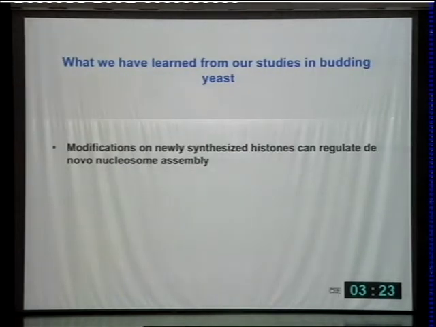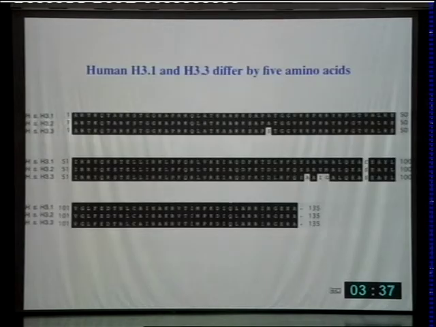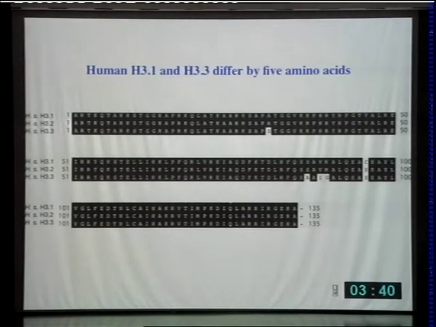So from all these studies, we learned that modifications on newly synthesized histones can regulate replication-coupled nucleosome assembly. So we would like to ask whether this idea can also occur in mammalian cells. I must say that most histone chaperones are conserved from yeast to mammalian cells. There's one major difference: yeast has only one histone H3, but in mammalian cells, there are canonical histone H3.1 and 3.2, and the histone H3 variants, which were introduced last night and today by Steve.